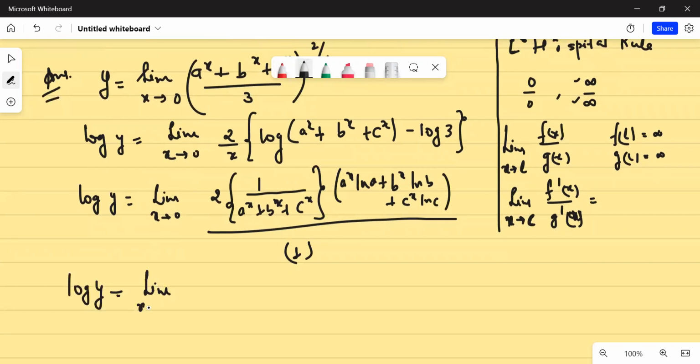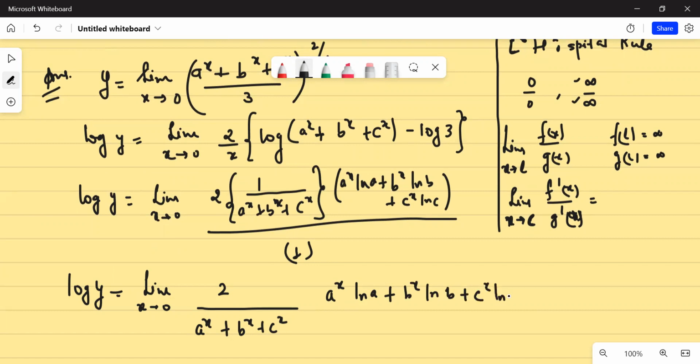limit x tends to 0 of 2 upon (a^x + b^x + c^x), times (a^x ln a + b^x ln b + c^x ln c). Now if you take x tends to 0, what you will get? You will simply get ln a + ln b + ln c, so this is ln abc, and then you have this 2 divided by 3 here. Is that clear?